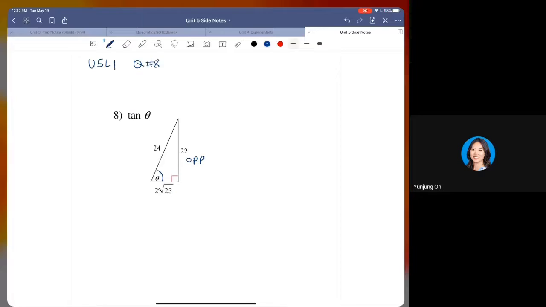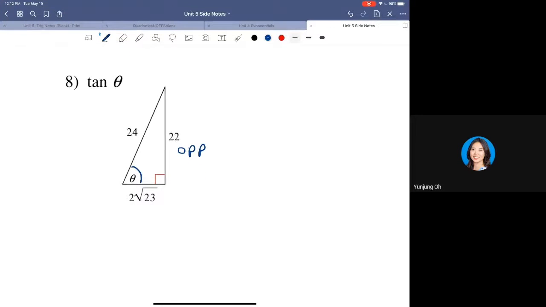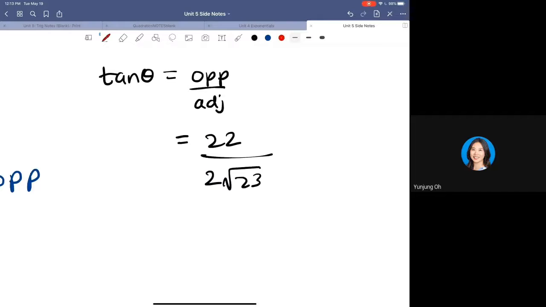Okay, there it is. So that's opposite, that is hypotenuse, and that is adjacent. So tan theta is equal to opposite over adjacent. And so we have 22 over adjacent, which is 2 square root 23. So I didn't need that part. And so then you would have to reduce. I see that these reduce, and you get 11 over square root 23.